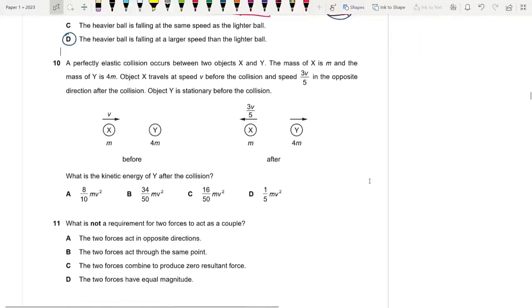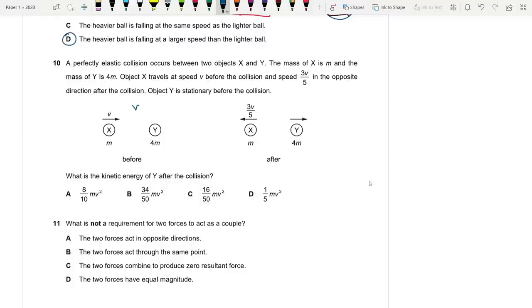Next, number 10, a perfectly elastic collision occurs between two objects X and Y. The mass of X is m and the mass of Y is 4m. Object X travels at speed v before the collision and speed 3v by 5 in the opposite direction after the collision. Object Y is stationary before the collision. What is the kinetic energy of Y after the collision? Okay, so let's do momentum first. It's an elastic collision, by the way. So we can do this pretty simply because the speed of approach must be equal to the speed of separation.